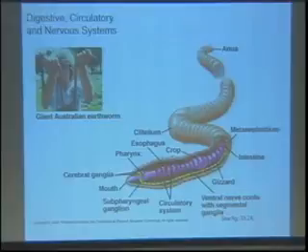So this is called the pseudoheart. That's basically pumping the blood around. And it's red. It has hemoglobin. It's not within red blood cells. It's freely in the lipid portion of the blood.